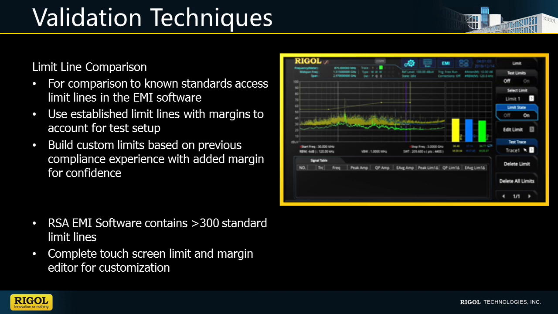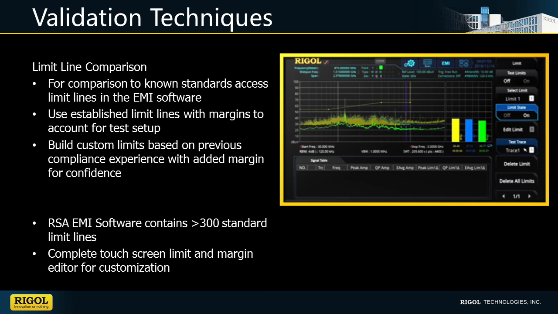Another technique we can use for validation purposes, we started to see in the last video. We can talk about limit line comparisons. So not only can you use limit lines to compare to known standards across different types of products and different situations you might encounter, the RSA EMI software itself contains more than 300 different standard limit lines.